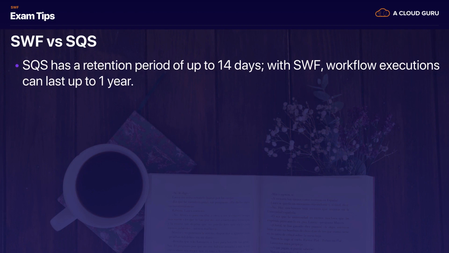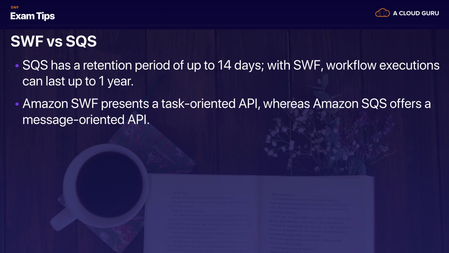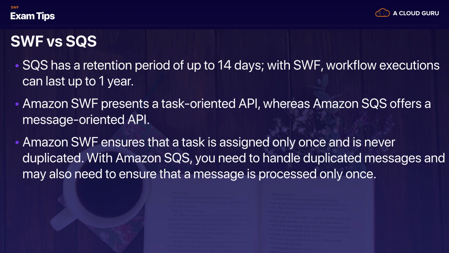SQS has a retention period of 14 days, and with SWF, the workflow executions can last up to 1 year. So just imagine ordering a book on Amazon and it's taking 1 year to arrive. Amazon SWF presents a task-oriented API, whereas Amazon SQS offers a message-oriented API. So if you see a scenario-based question that talks about a task, think of SWF. If you see a scenario-based question that talks about loosely decoupling your architecture, then that's going to be SQS.